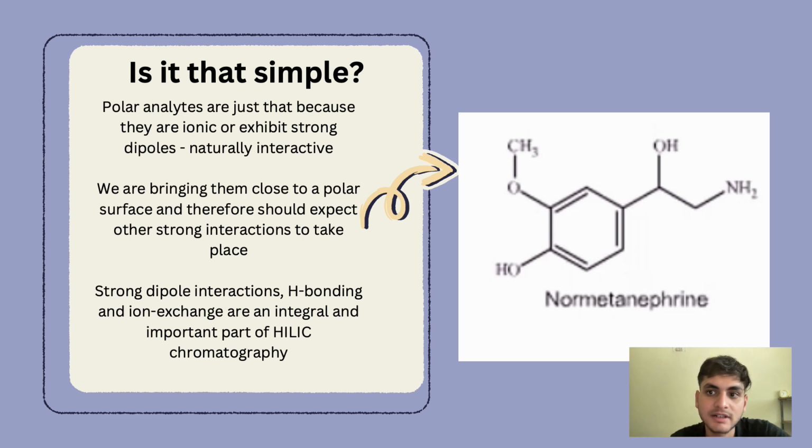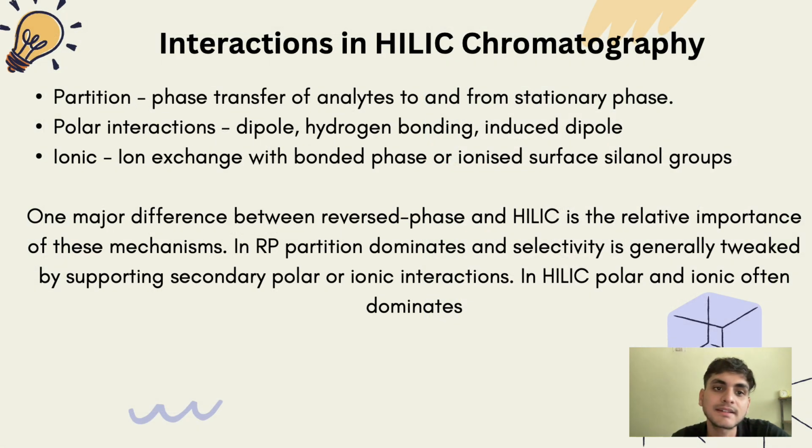So as discussed earlier, let us see the interactions in HILIC chromatography. There will be mainly three types of interactions and other interactions as well. First, the partition, where phase transfer of analytes to and from stationary phase take place. Polar interactions, which are dipole, hydrogen bonding, and induced dipole. Ionic interactions, where ion exchange with bonded phase or ionized surface silanol group take place. The SiOH was the silanol group here.